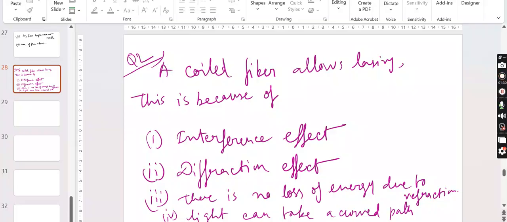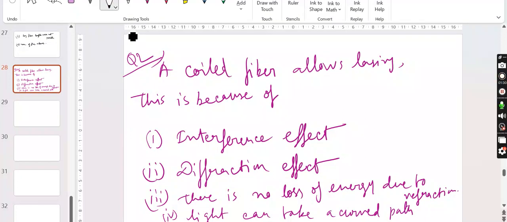So as we know that in fiber there is no interference and reflection effect. Fiber basically works with no loss of energy from refraction. And as the coiled fiber, there is not that much loss of energy due to coiling or bending. Like in a coil, if there is not any bending, there is no energy loss. So this is the correct answer.